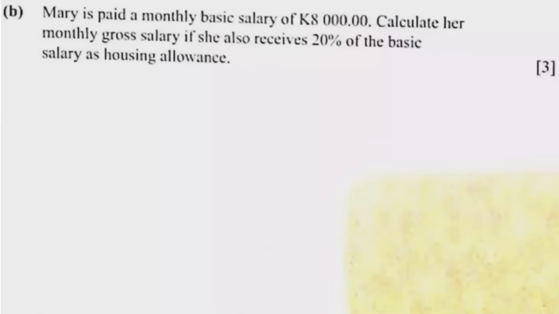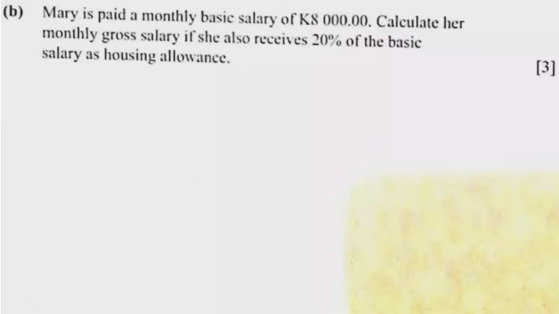So this is the situation for Mary. Mary gets 8,000 as her salary. Then there is also a 20% addition of housing allowance. So how much does she get as a gross salary? That's what we want to find. We want to find the gross salary. What you should understand is that gross salary is the basic salary plus allowances.